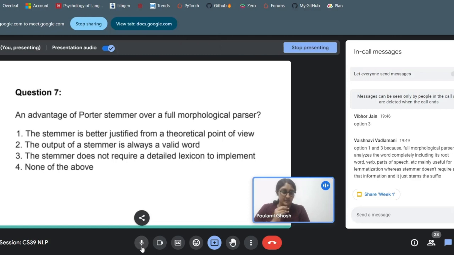Okay, Vaishnavi has made a good point. She's saying that she thinks option 1 and 3 are correct because a full morphological parser analyzes the word's complexity, including its root word, verb, parts of speech, etc., mainly useful for lemmatization. Whereas a stemmer does not require all that information; it just stems the suffix.